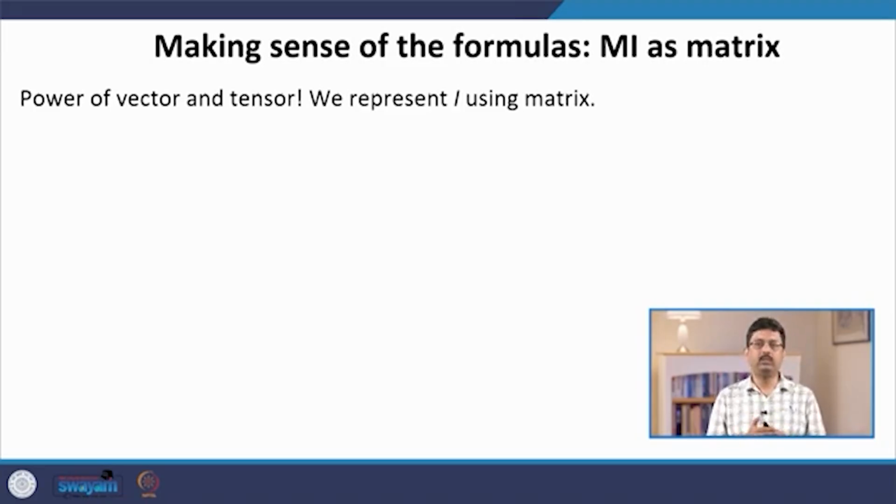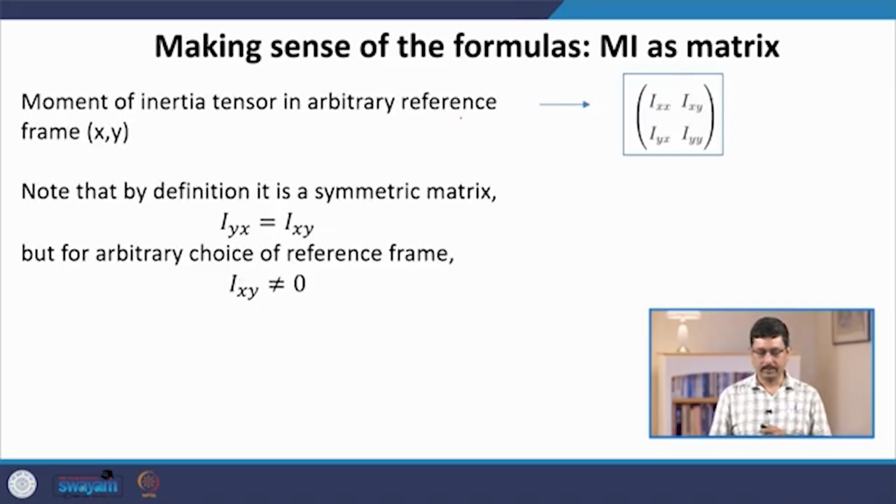Here we are going to use the full power of vector and matrix algebra. We are going to represent the moment of inertia as a matrix. So, in 2D we have three different components, Ixx, Iyy and Ixy. We are going to arrange them in a 2 by 2 matrix in this particular order, and the fourth element Iyx will be by definition this. So, this is symmetrical.